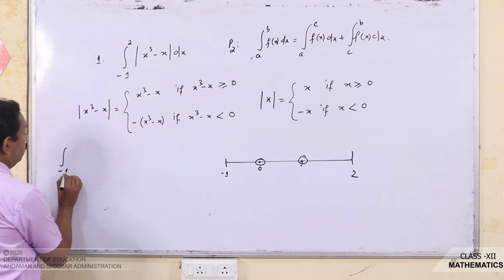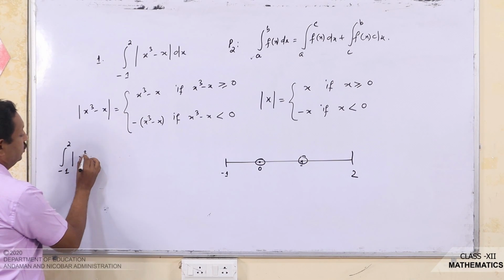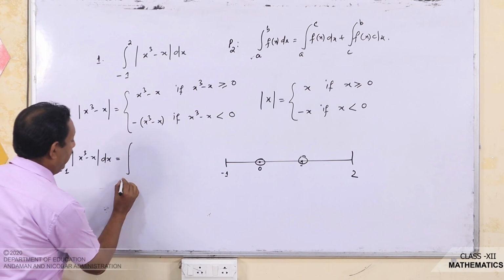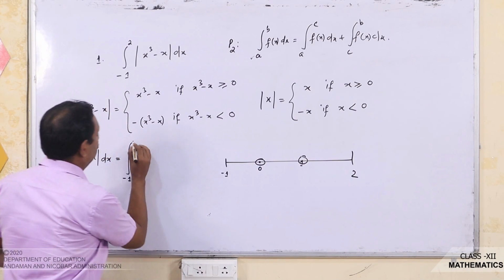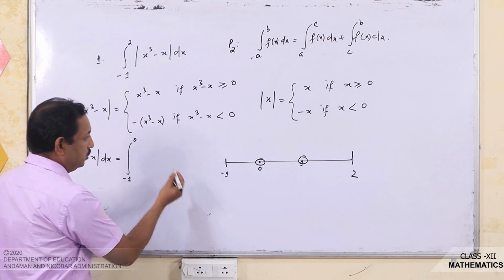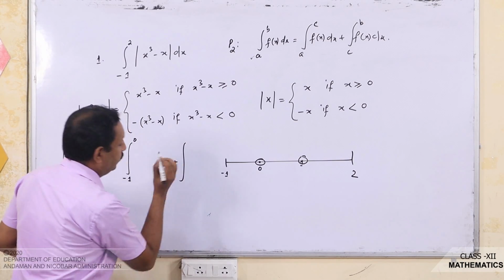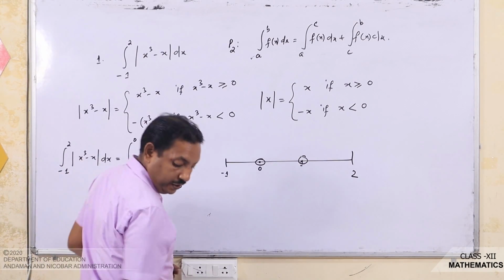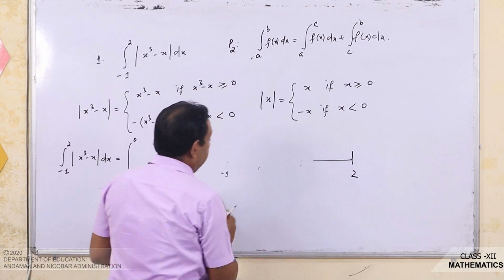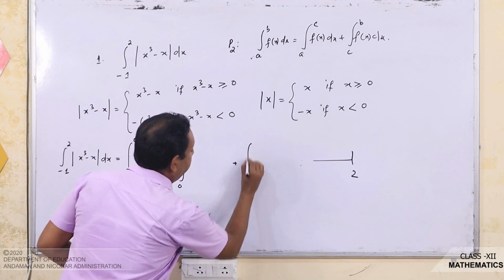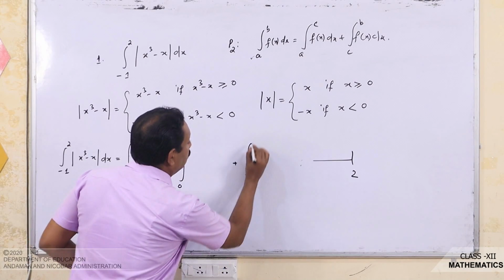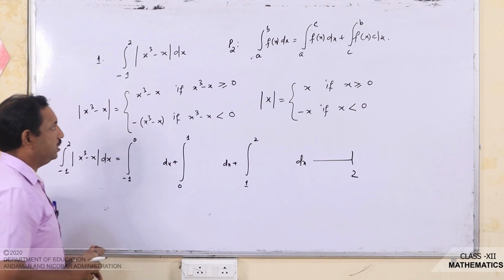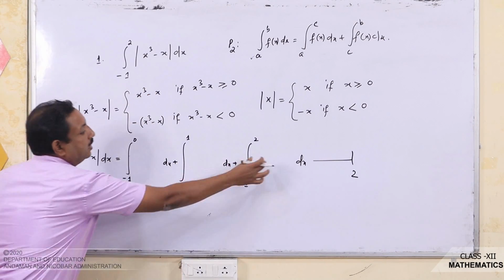the integration from -1 to 2 of mod of x cube minus x dx is equal to the integration from -1 to 0, plus the second one, which is 0 to 1, plus the third one, which is 1 to 2. Everywhere you will have dx. Now, the question arises: which one will come here, here and here?